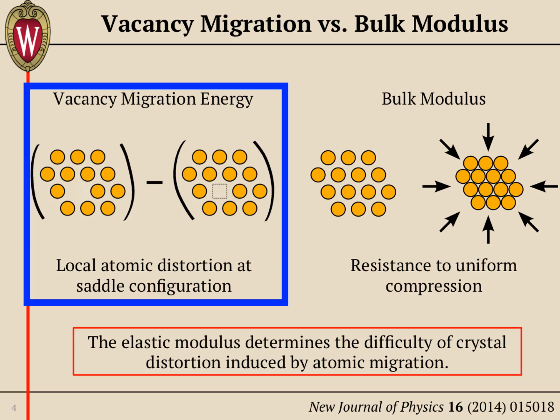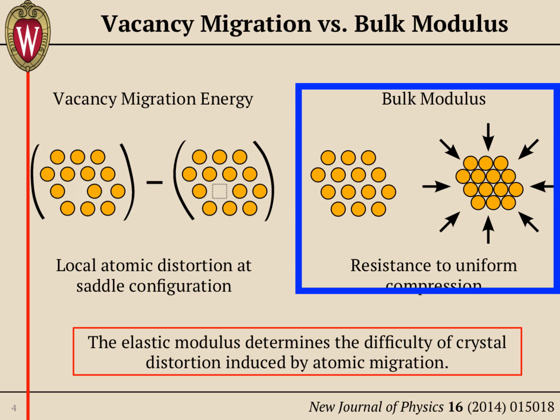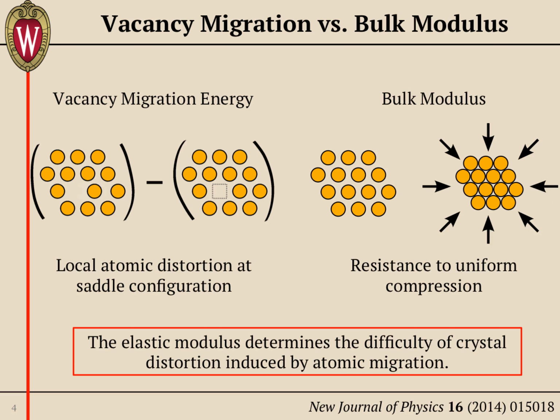The vacancy migration energy is the energy needed to move the vacancy to another lattice site. This requires a lattice atom to move in the opposite direction of the vacancy. The motion of this atom distorts the surrounding lattice sites, and the energy needed for this distortion relates to the bulk modulus, which is the measure of a crystal's resistance to uniform elastic compression.